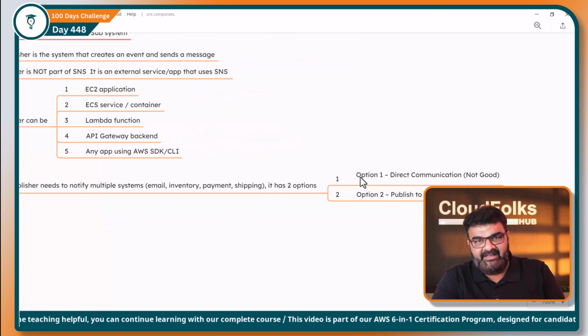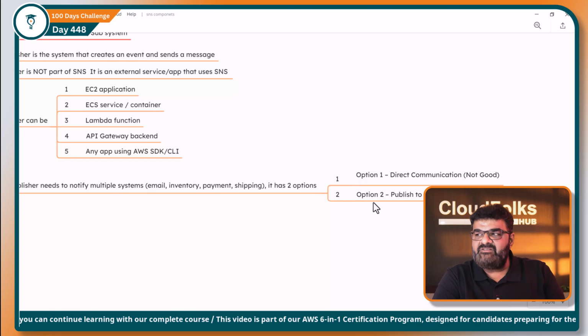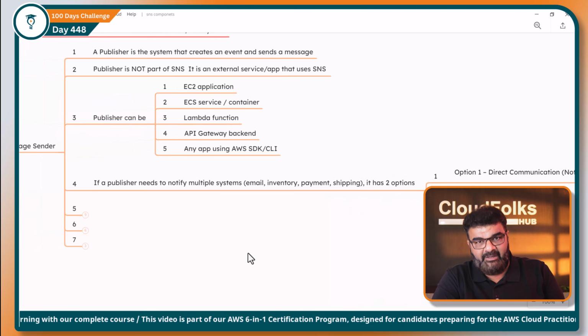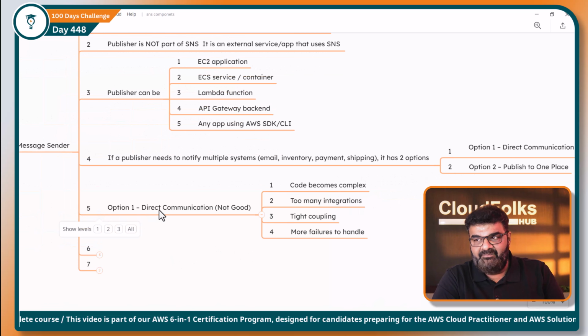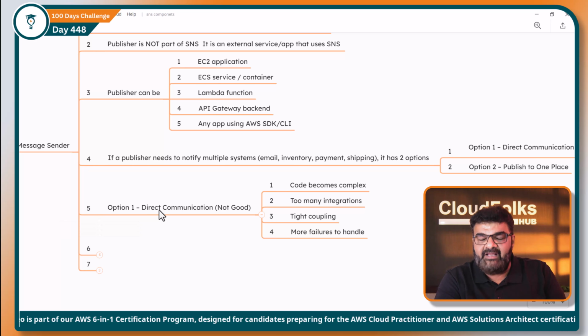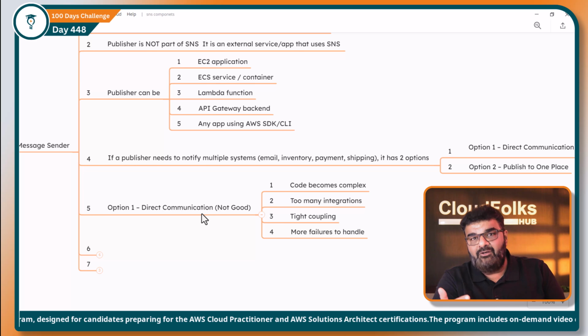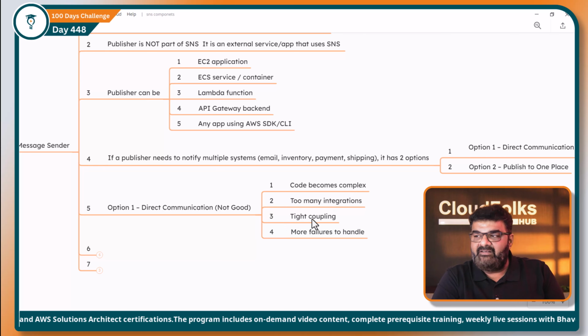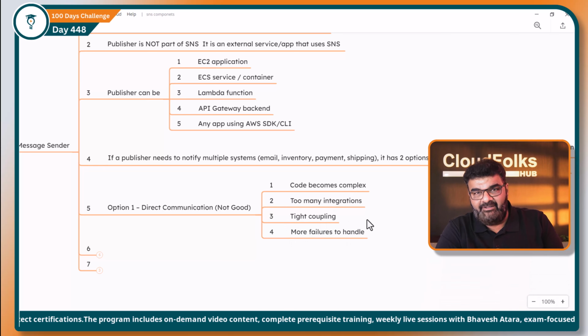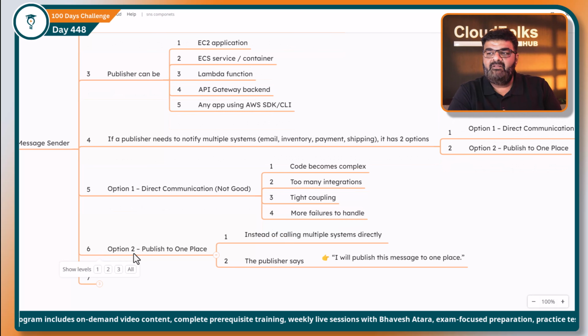One, it can directly contact all these systems, and another option is to publish to one place. Now, direct communication is not a good idea. I already explained this during the introduction, because if you go for direct communication, the code becomes complex, there are too many integrations, the system becomes tightly coupled, and there are more failures to handle. Publishing to one place is the best idea.